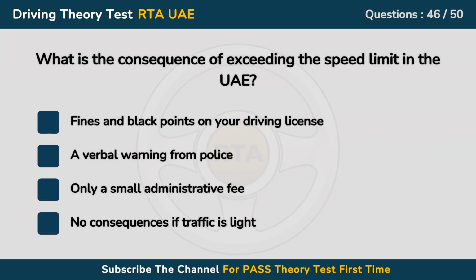Question 46. What is the consequence of exceeding the speed limit? A. Fines and black points on your driving license. B. A verbal warning from police. C. Only a small administrative fee. D. No consequences if traffic is light.